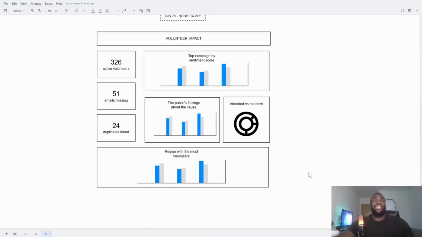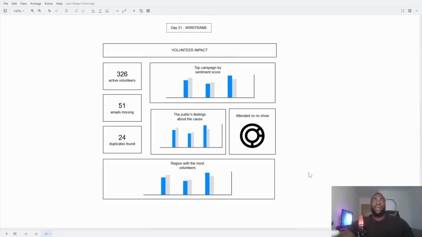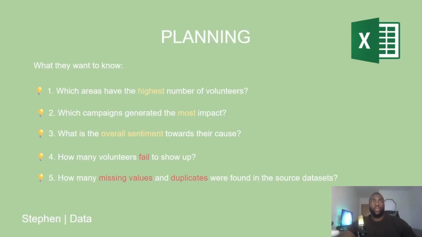And this contains each of the visuals that we plan on using inside our dashboard. So for question number one, which areas have the highest number of volunteers? We can use a bar chart, and what it's going to do is show which regions had the highest engagement rates and success.